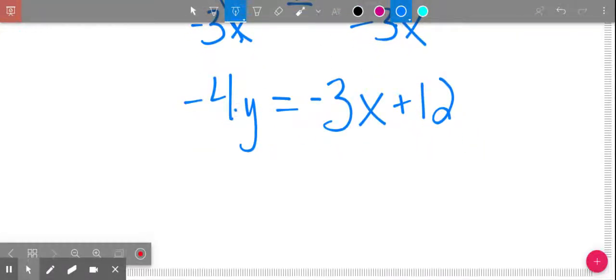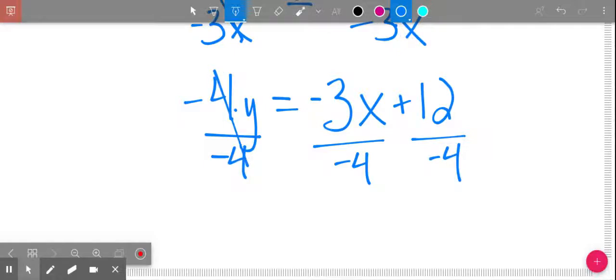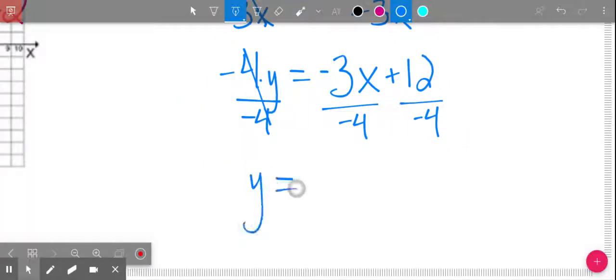Now I still have that negative 4 with a y. So I'm going to divide out the negative 4. Those will cancel. Now I have y is equal to negative 3 divided by negative 4. The negatives go away, they cancel out, but the numbers don't reduce. So it's just going to be 3/4 x. And then 12 divided by negative 4 gives me negative 3.